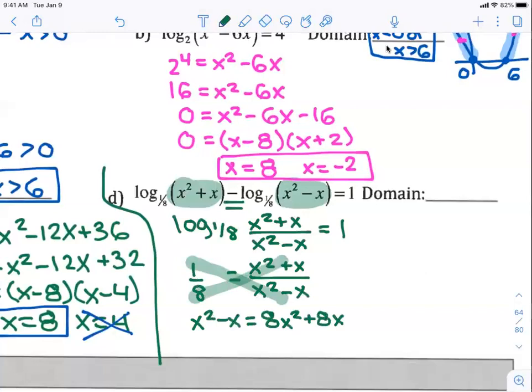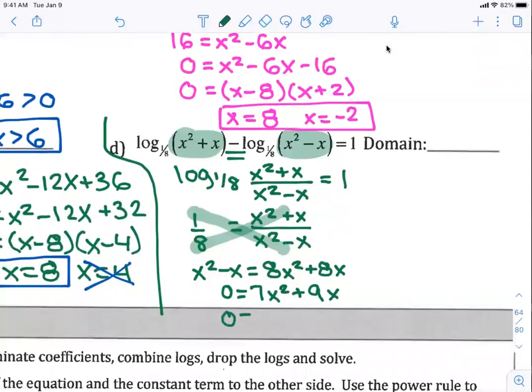I'm going to go ahead and move everything to one side. So that's going to get me 7x squared plus 9x. And then I'm going to continue to factor that. I can take out an x, which leaves me with x times 7x plus 9, which means x is going to be 0. And if I solve that one, negative 9 over 7. I just set each factor equal to 0.